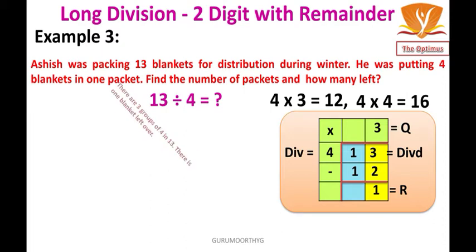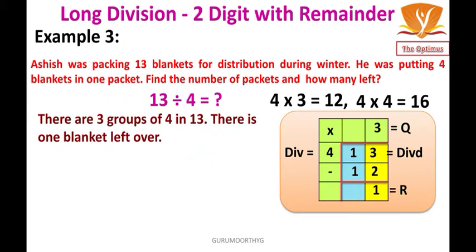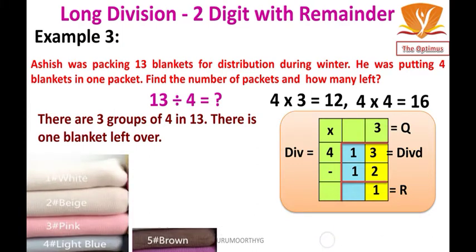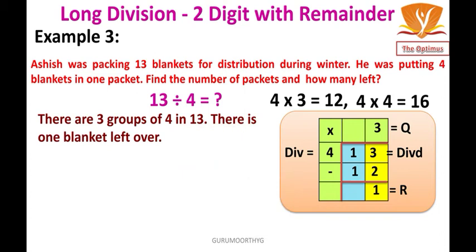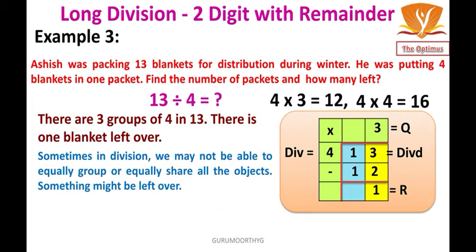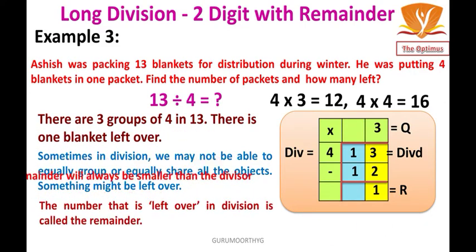Therefore there are 3 groups of 4 in 13. There is 1 blanket left over. Dear kids, sometimes in division we may not be able to equally group or equally share all the objects. Something might be left over. The number that is left over in division is called the remainder. The remainder will always be smaller than the divisor.